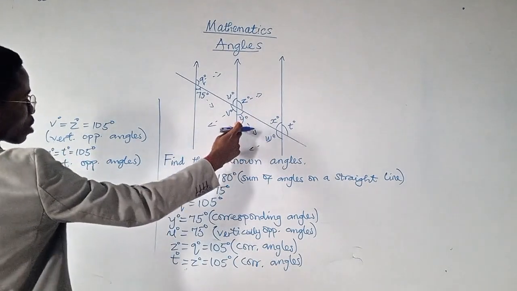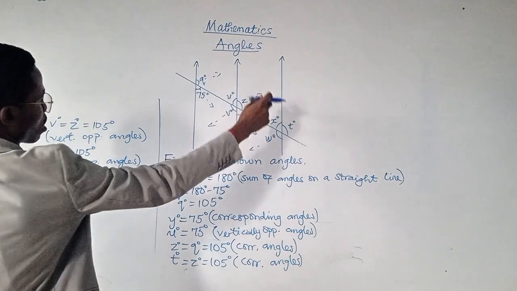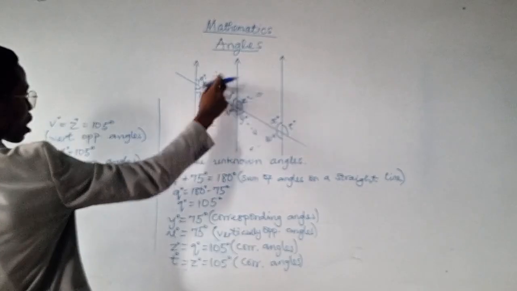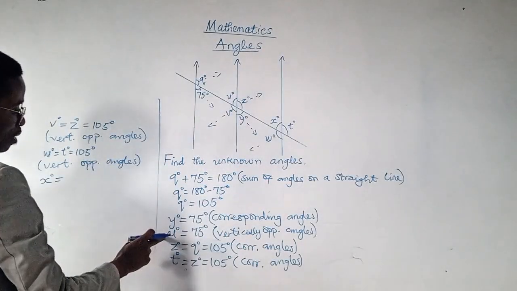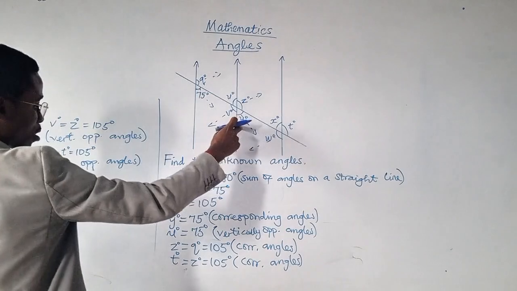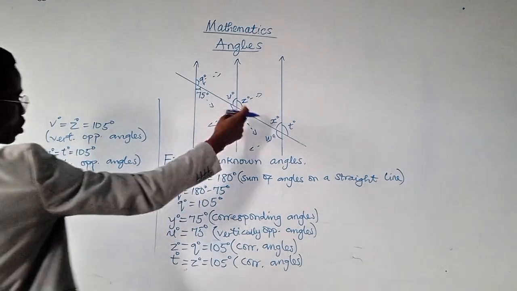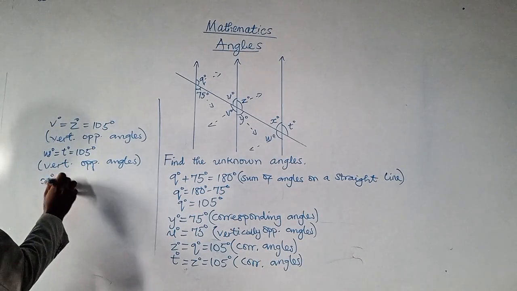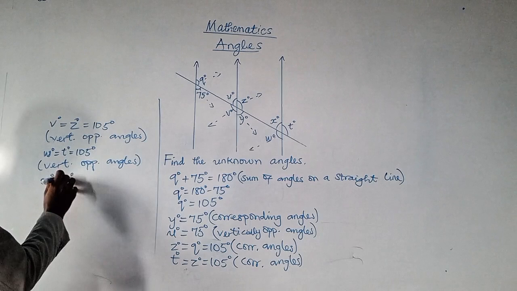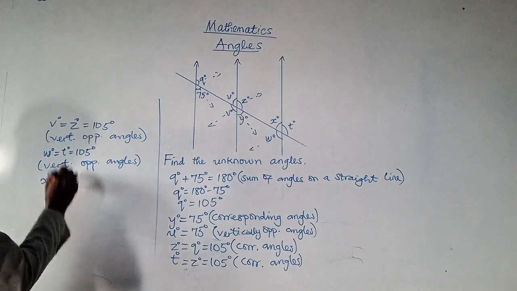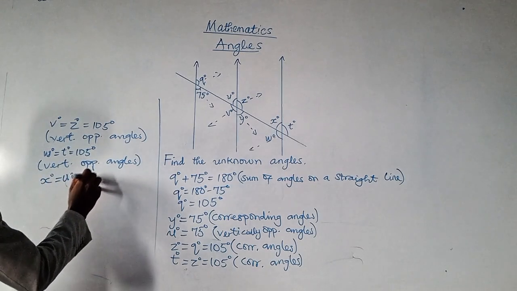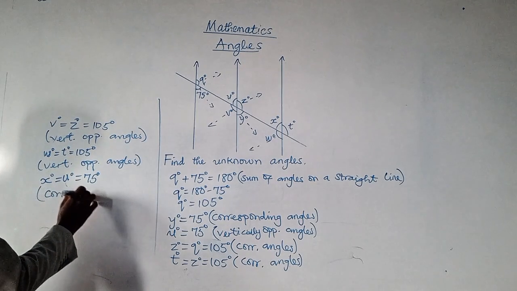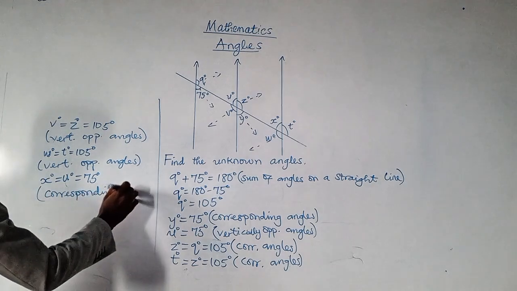Because X and Y are alternate angles. Likewise, X and U are corresponding angles. So what was our U? 75. If you look at the value of Y, it must also be 75. So you pick one, any one, you are correct. So let's say X equals U. This is U. Write it very well. Which equals 75 degrees, corresponding angles.